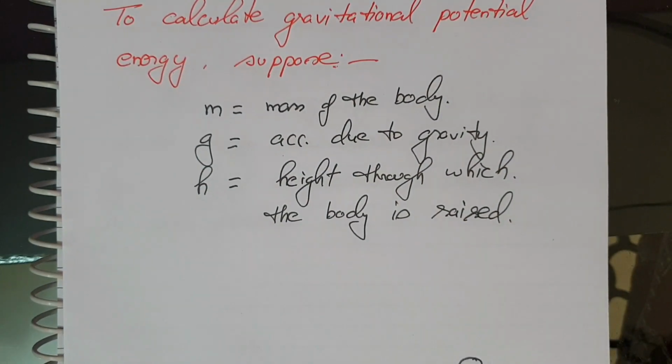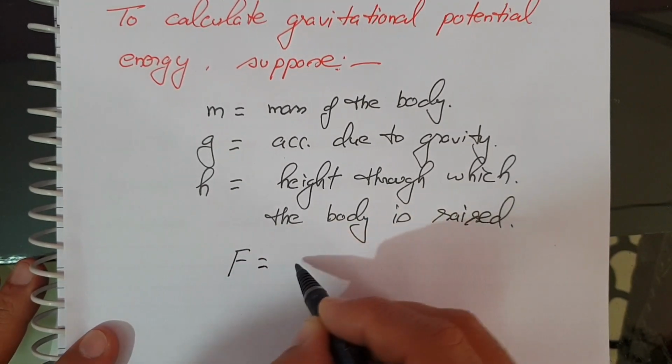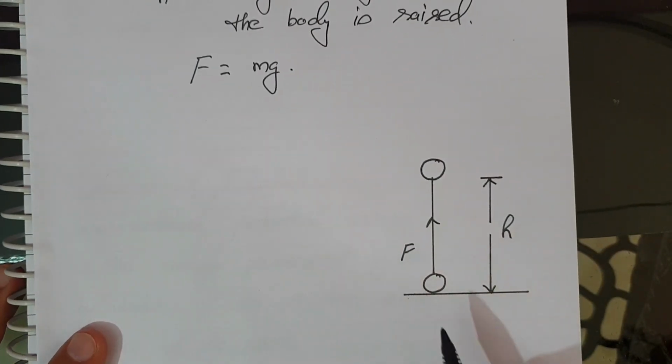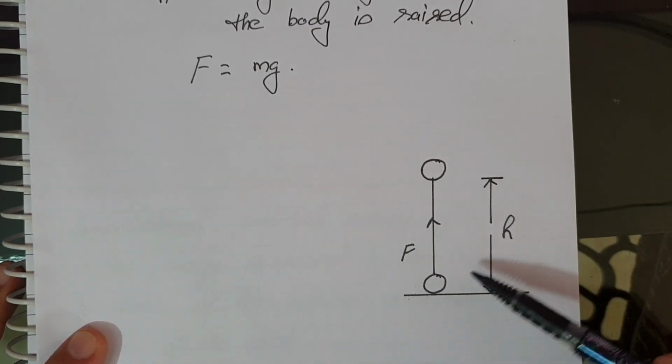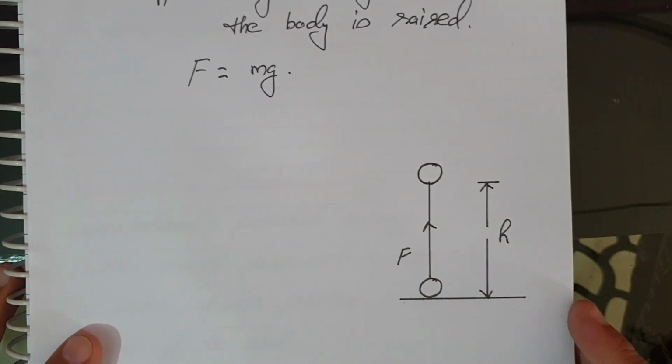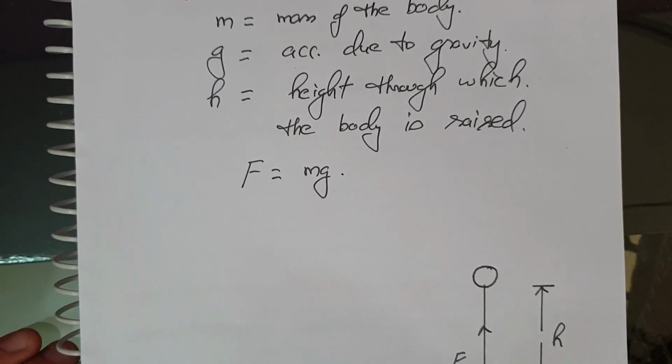Now, if we assume that the height h is not too large and the value of g is practically constant, then the force applied to overcome the gravitational force of attraction is given as F equals m into g, which is basically the weight of the body. You see this diagram. The force is applied and the height through which the body is raised is h. So the force is mg. Now, as the distance is moved in the direction of the force applied, therefore the work done.